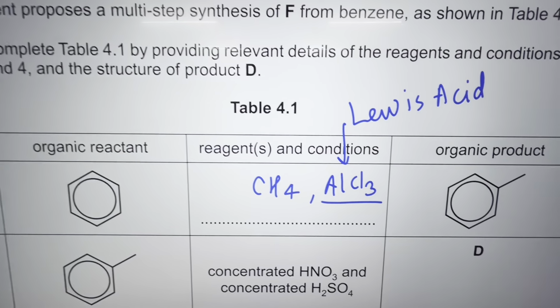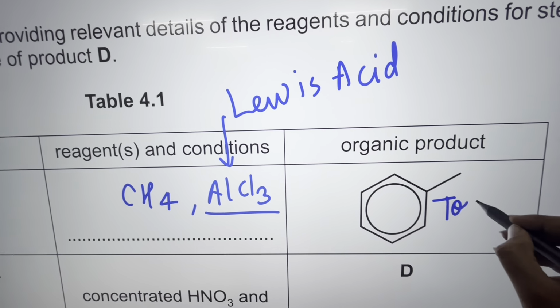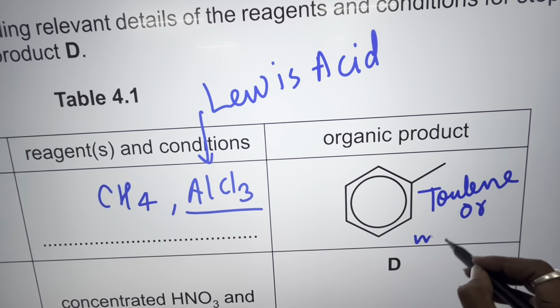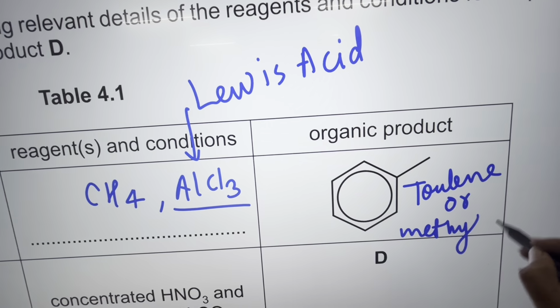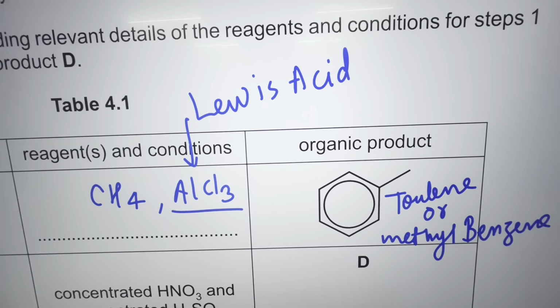Second, that methyl. So what is the name of this product? This is called toluene, or methyl benzene.